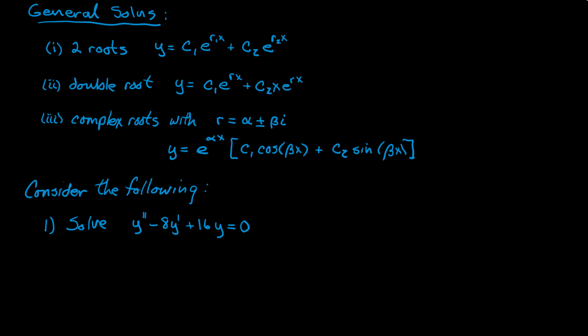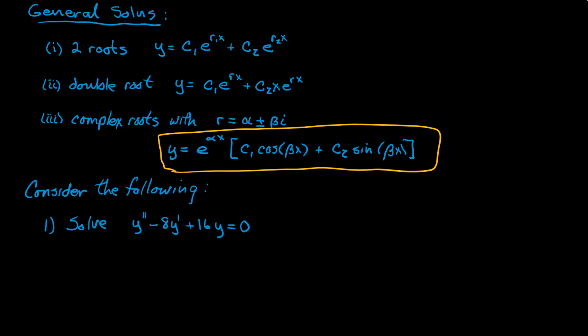All right, if we get into complex roots, what's going to wind up happening is our r values are going to be in the form of a complex number. So we're going to have alpha plus beta i and alpha minus beta i. The solution form that we're going to wind up with is this one.